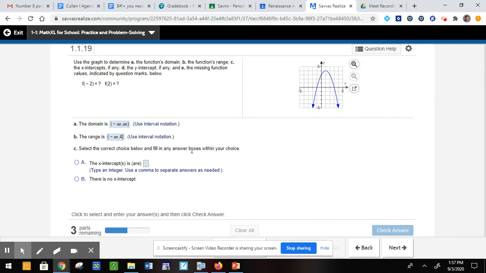And part C says select the correct choice below and fill in any answer boxes within your choice. So it says the x-intercepts are blank, or there is no x-intercept. Well, there are x-intercepts because it's crossing. The x-intercepts are where it's crossing. Notice the directions say type an integer. So I'm not giving an ordered pair, even though that is how I would write an x-intercept or a y-intercept, generally speaking. The x-intercept is at -1. So I'm just going to type an integer.